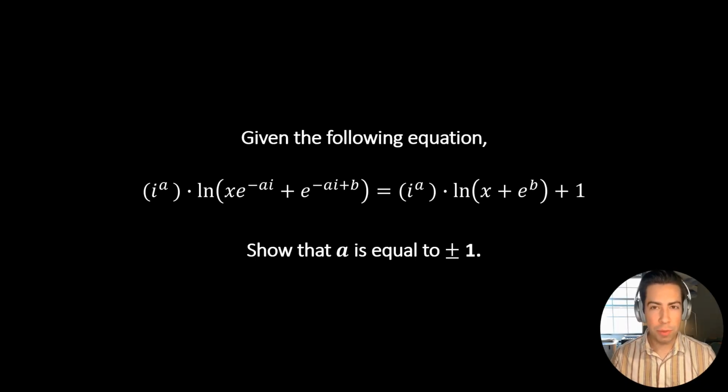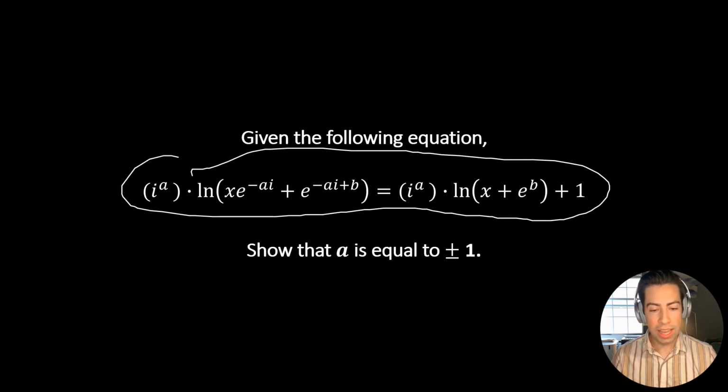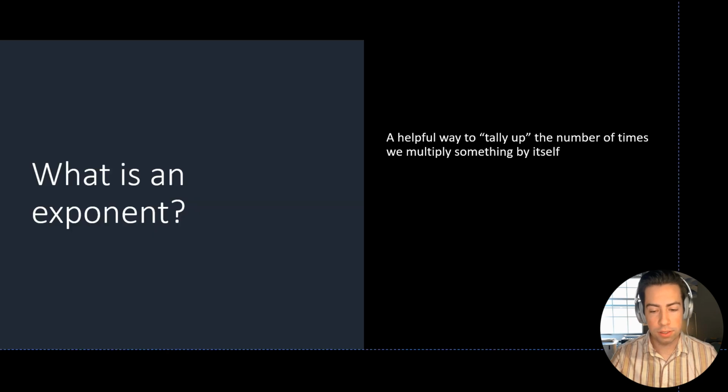So this is my little challenge problem for you guys. Given the following equation, show that this entire mess right here, show that a has to be equal to plus or minus 1, okay? If you don't know how to do this, by the end of the video you should be able to solve it, okay? So let's get to the first point here.